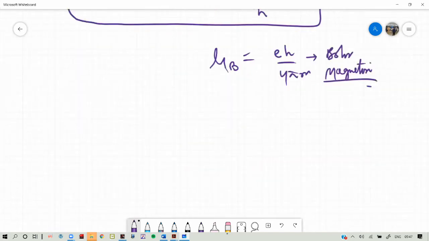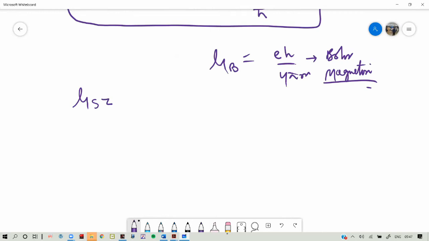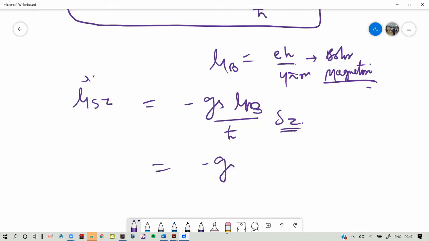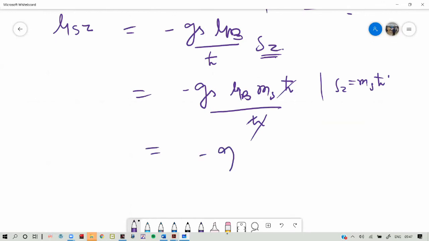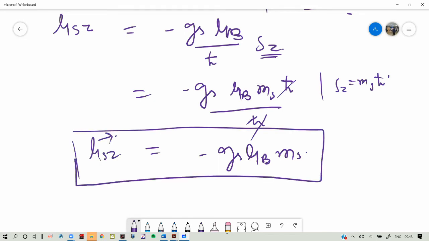Now if we apply a field and find the z component of the magnetic moment, mu S z along the z axis, what is its value? It is equal to minus GS mu B divided by h cut into S z. Then we are taking the spin magnetic moment in the z direction. It is minus GS mu B ms h cut divided by h cut, because S z is ms h cut, and this h cut and this h cut will cancel. It is minus GS mu B ms. It is the spin magnetic moment in the z direction.